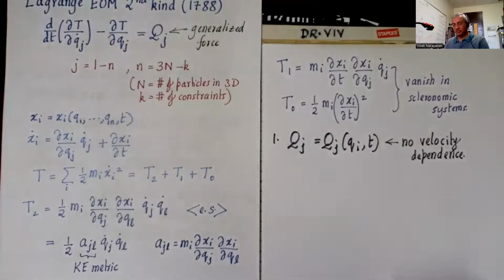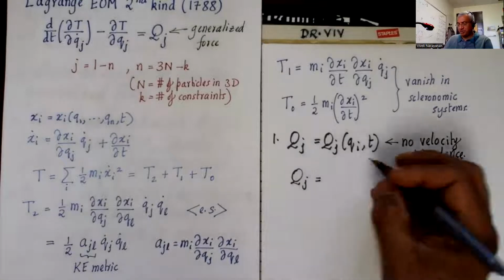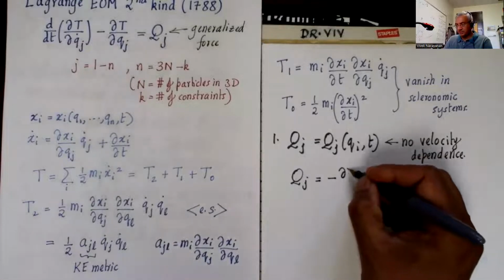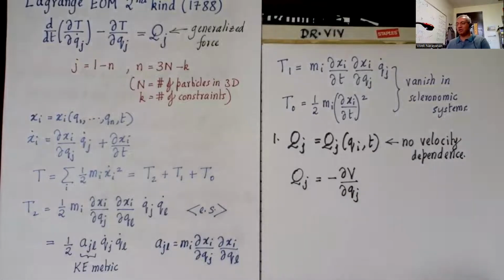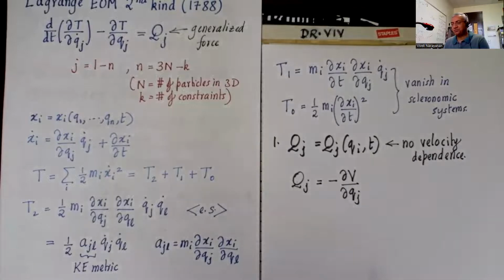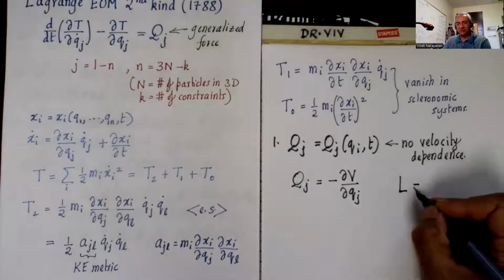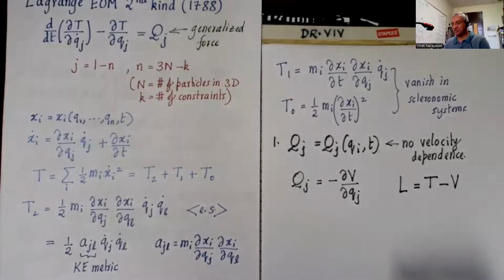Let's see what form this takes. Then QJ will typically be of the form negative del V by del QJ. It'll be some function of the QJs and some function of time, but we're going to assume that there is no time dependence. So we're going to write it like this. Okay, then we'll define a quantity L, which is T minus V. Well, you all know that's a Lagrangian.